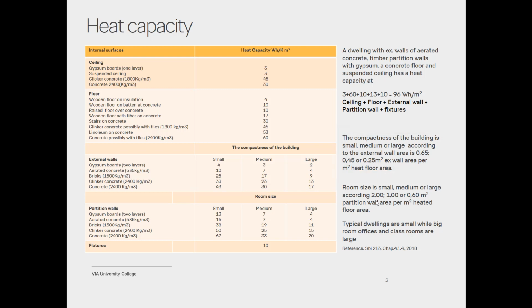area. If you have to find the room size, if it's small, medium or large, you take the partition wall area and divide it by the heated floor area. Typically, we can say that a dwelling is small, and big rooms, office rooms and classrooms are large, and then we have something in between there as well.